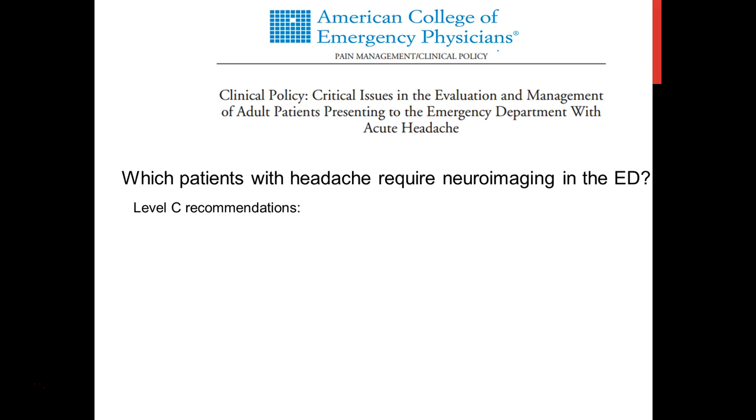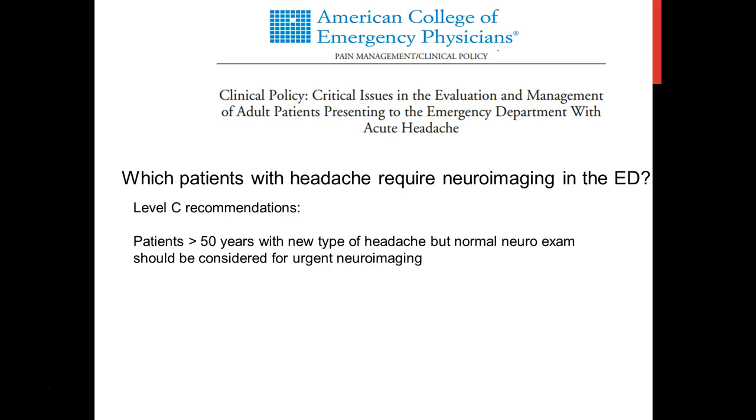Finally, there's a level C recommendation. This recommendation is for patients greater than 50 years of age with a new type of headache, but no new neurodeficits. These patients, they say, should be considered for urgent neuroimaging. Now, they define urgent neuroimaging as either imaging in the emergency department or imaging done on an outpatient basis in a very timely manner. Which patients in this group get CAT scans in the emergency department versus getting outpatient imaging is going to be determined based on your clinical suspicion as well as what type of outpatient follow-up these patients can get.